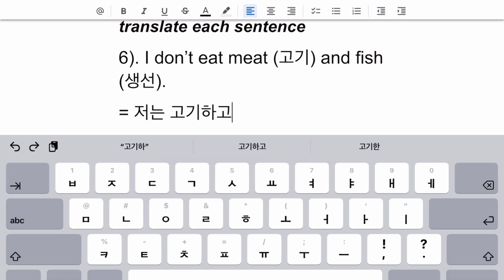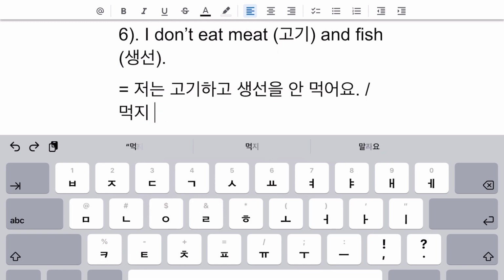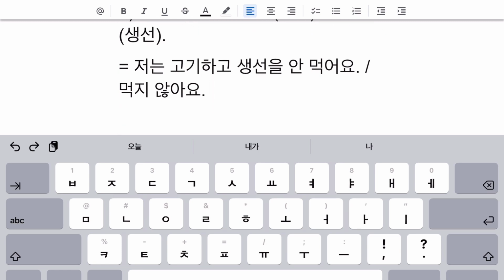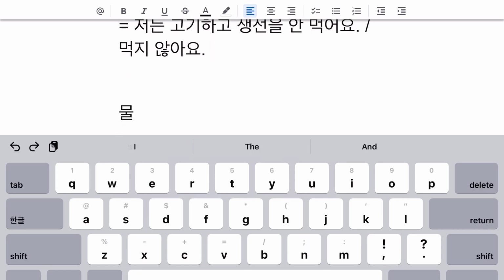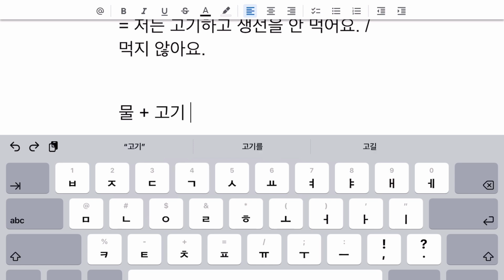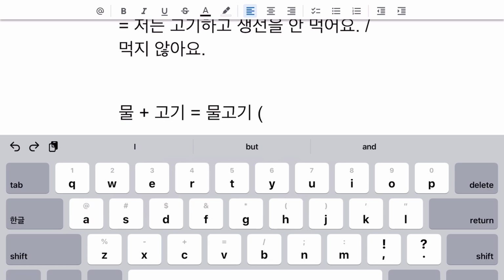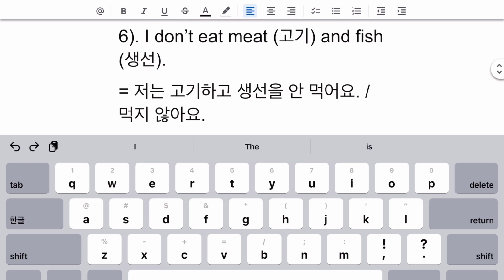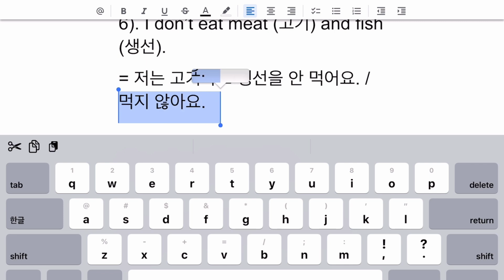저는 고기하고 생선. There's actually 2 words for fish in Korean. One means fresh fish that is like caught for the purpose of eating, and one means just like fish in the water, right? 물고기 is actually a combination. I don't know, I'm going off topic, of water, 물, plus gogi, meat. So water meat. 물고기, water meat means fish. Kind of funny, huh? Anyways, off topic. And then this sentence on top of 하고 being added is negative. So don't eat. I put 안 먹어요 for the short version. Long version, 먹지 않아요.